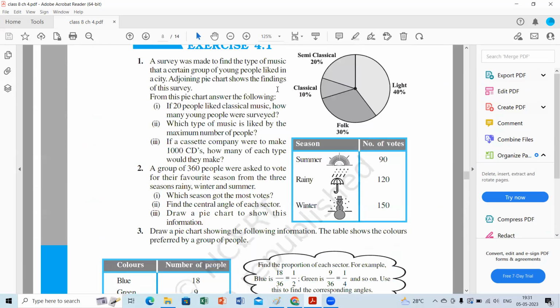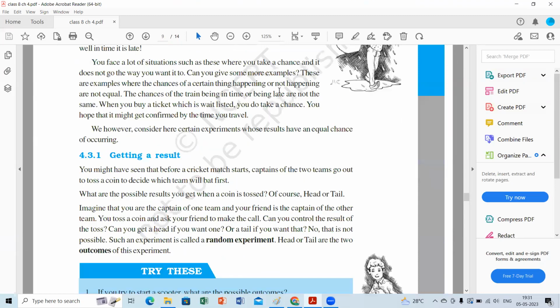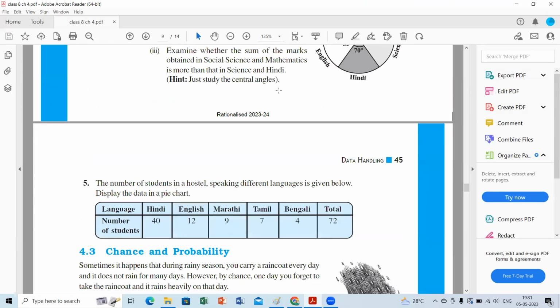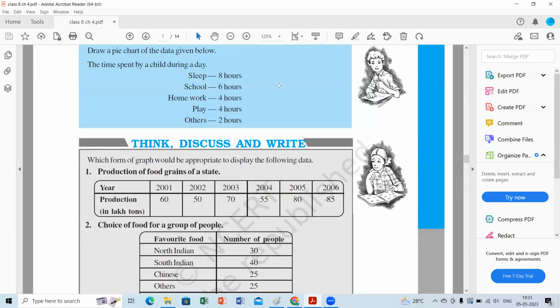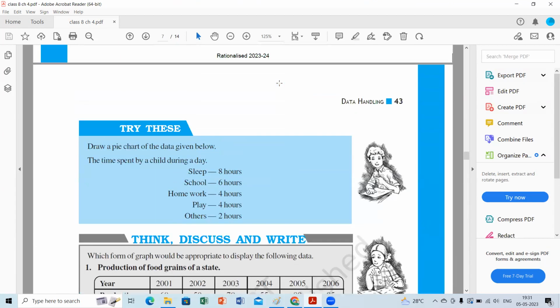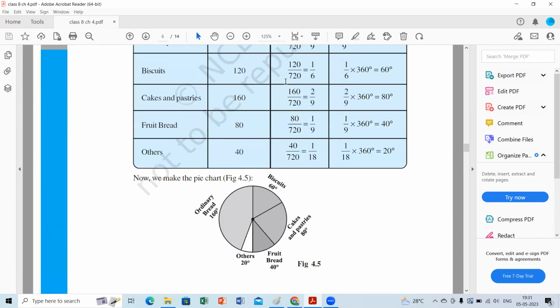Only one exercise you have. Yes, ma'am. Then we have probability in this. Okay, ma'am. Only one exercise. Ma'am, this is included in the data handling chapter only, no, ma'am? Yeah, in data handling only. This is data handling only, ma'am.